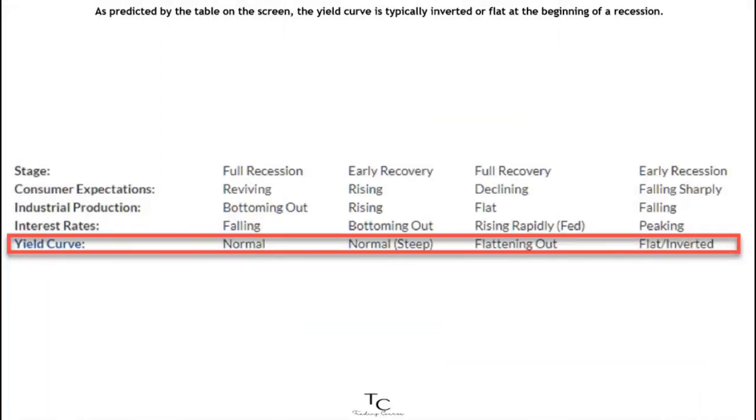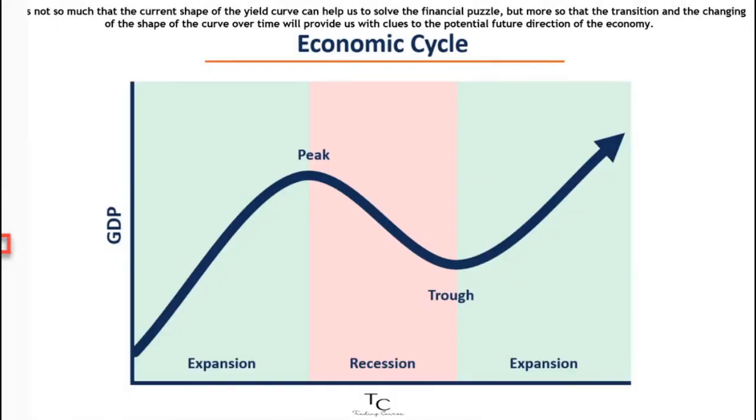As predicted by the table on the screen, the yield curve is typically inverted or flat at the beginning of a recession. It is not so much that the current shape of the yield curve can help us to solve the financial puzzle, but more so that the transition and the changing of the shape of the curve over time will provide us with clues to the potential future direction of the economy.